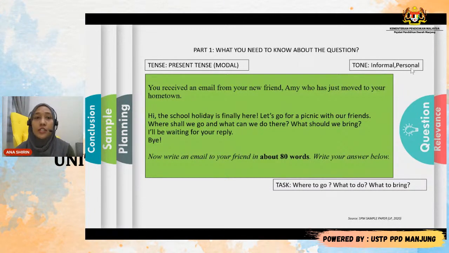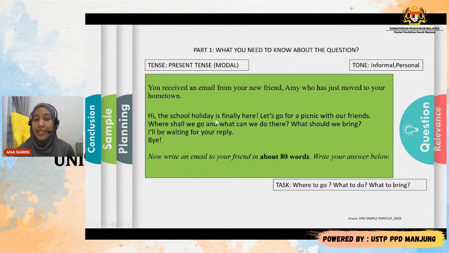So also from the question, you can extract the tense that you need to use. How do you know that? Let's read the question together. You received an email from your new friend, Amy, who has just moved to your hometown. This is in the past tense, and this is giving you the context that the email has already been received. But where you get the present tense is in this part of the email itself.